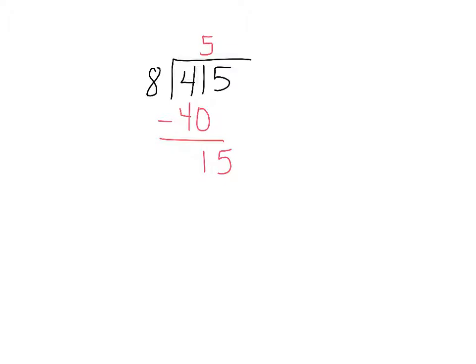All right, so now you start the process all over again. You say, okay, 8 goes into 15 how many times? I could take 8 times 1, but 2 would be too big, so I have to go with the 1. Then I take my 1 and multiply it by that divisor. So 1 times 8 is 8. Then I subtract, and that gets me a 7. 7 is what we call the remainder.